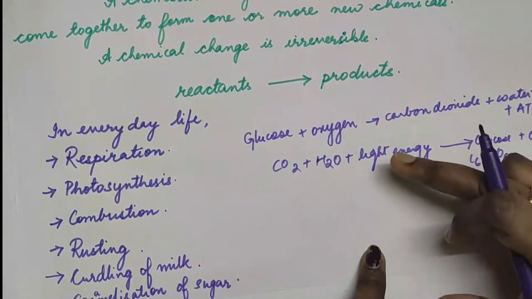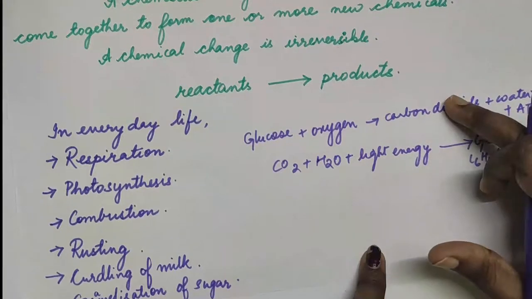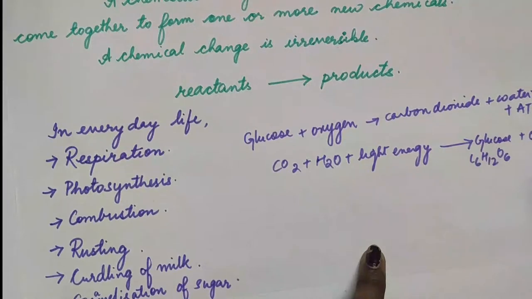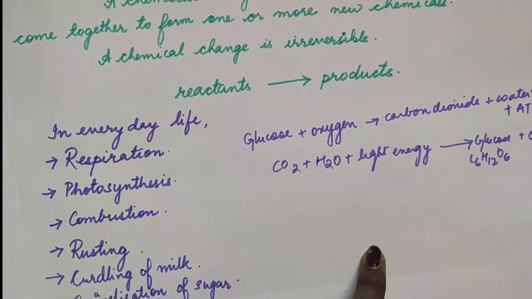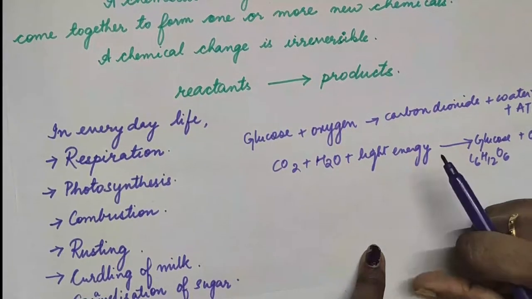And light is also needed, so light is a form of energy. Like in respiration, we are giving out energy in the form of heat. We don't produce light, obviously, in respiration, but we produce heat. Similarly here, light energy is used.